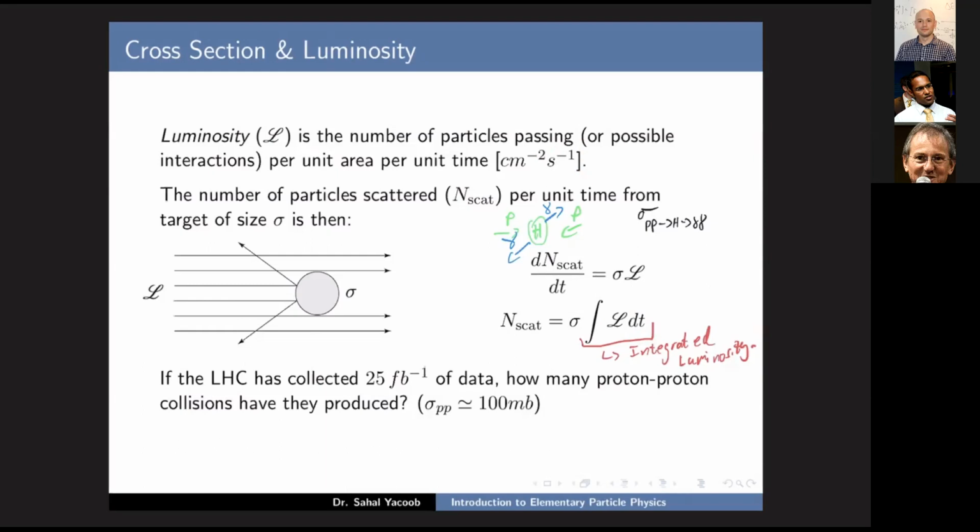Here's a little practice problem for those of you who want to do a practice problem, and I can flip the answer up at the beginning of the next talk. It's pretty simple. The biggest problem is taking care of the units, how you deal with an inverse femtobarn and a millibarn.